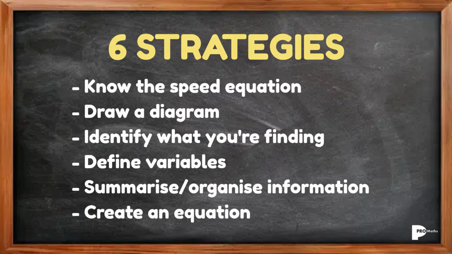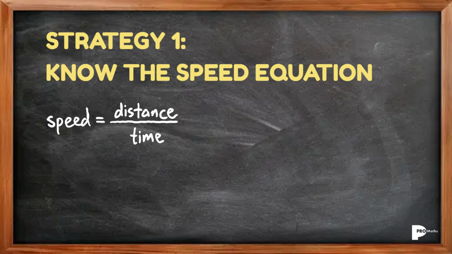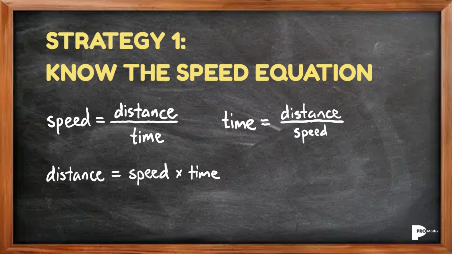Let's go. So the first strategy is to make sure that you know that speed, or average speed, equals distance over time. Using this relationship, you get time equals distance over speed, or distance equals speed times time. These are essential when problem solving. To demonstrate this as well as the rest of our strategies, we'll use 2 problems.